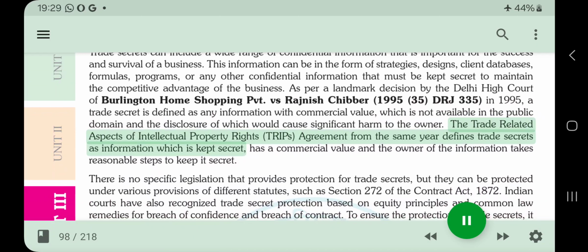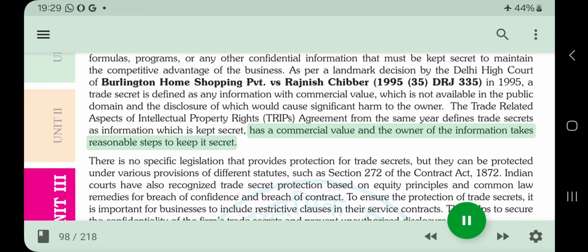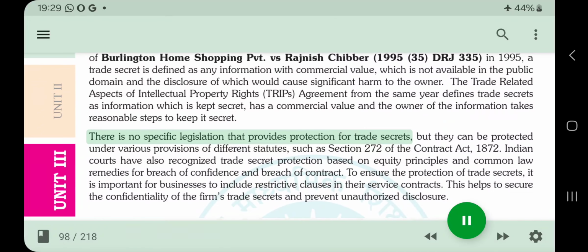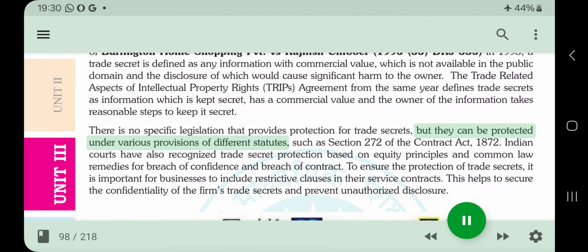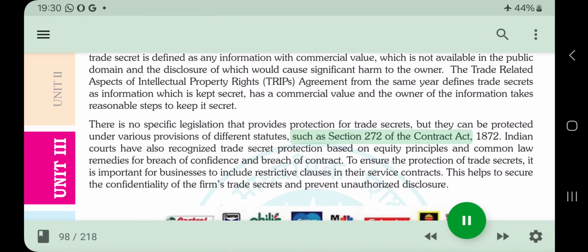The Trade-Related Aspects of Intellectual Property Rights, TRIPS, agreement from the same year defines trade secrets as information which is kept secret, has a commercial value and the owner of the information takes reasonable steps to keep it secret. There is no specific legislation that provides protection for trade secrets, but they can be protected under various provisions of different statutes, such as Section 272 of the Contract Act, 1872.